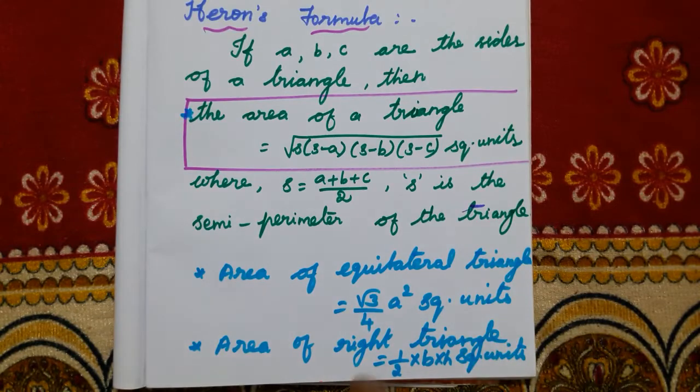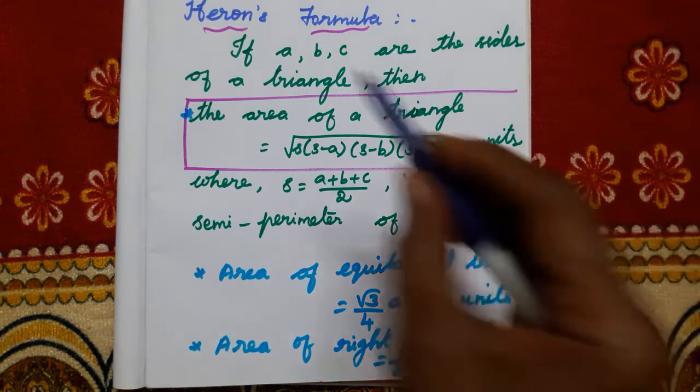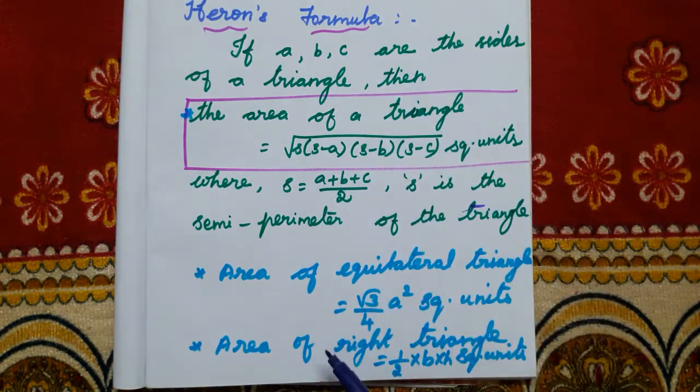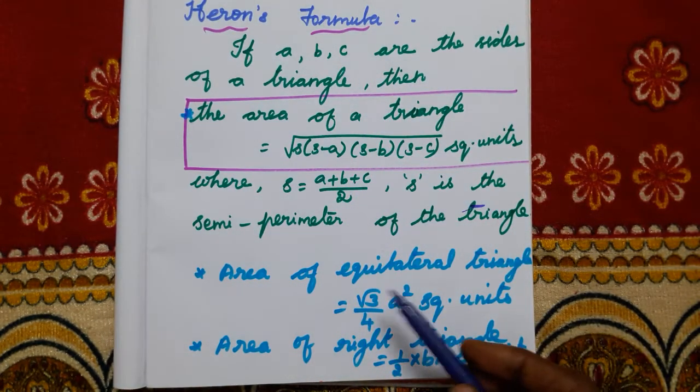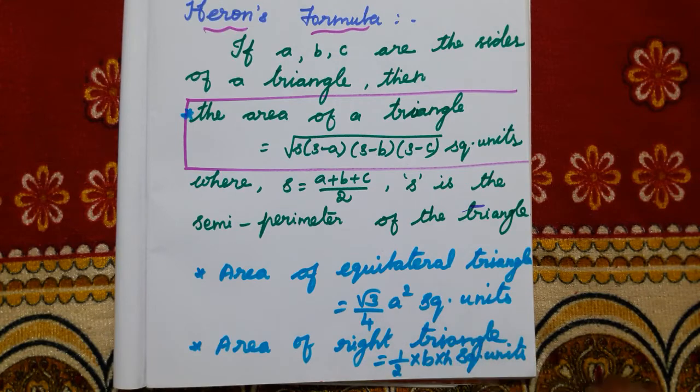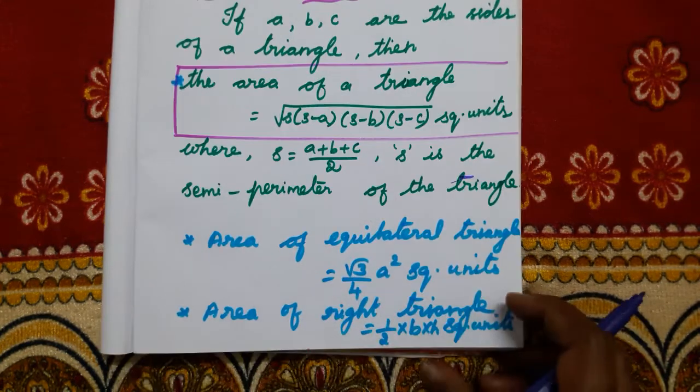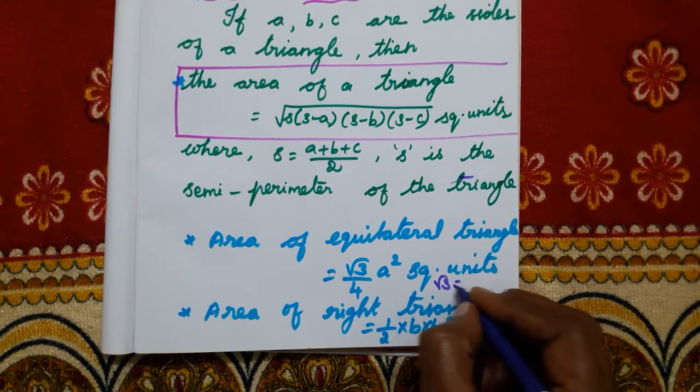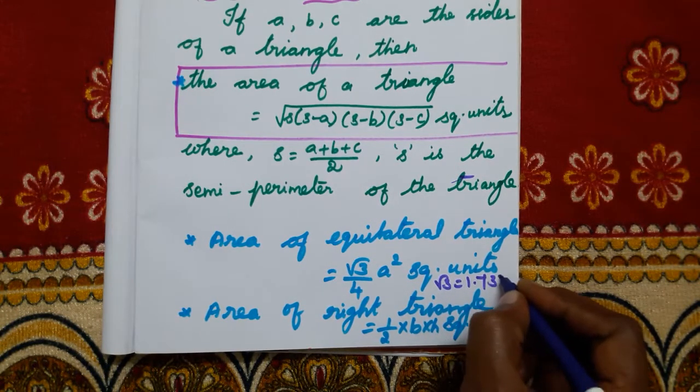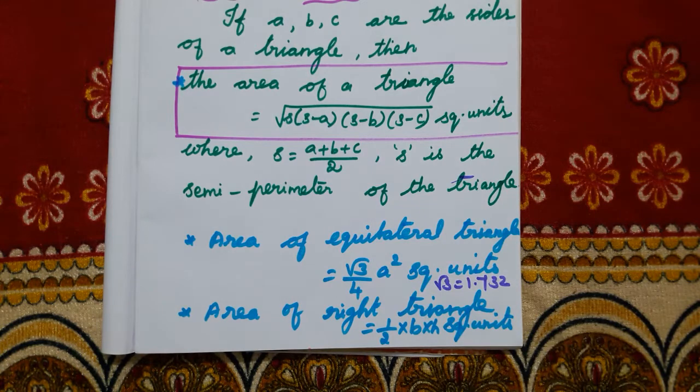Now, first, the area of an equilateral triangle. The same formula can be used, otherwise a separate formula is also there. Area of an equilateral triangle is equal to root 3 by 4 A square. Here root 3 is equal to 1.732. Have you all understood? Area of an equilateral triangle is equal to root 3 by 4 A square.